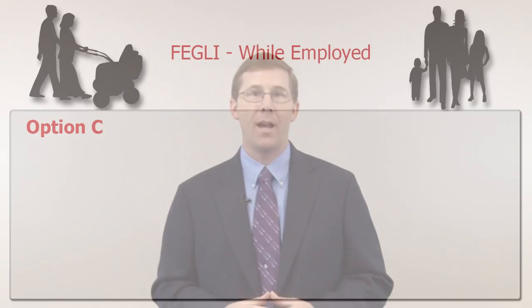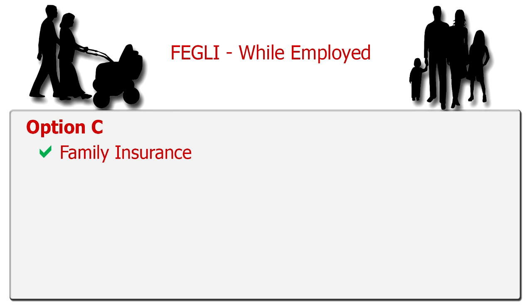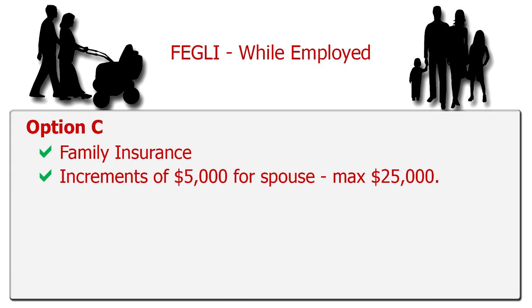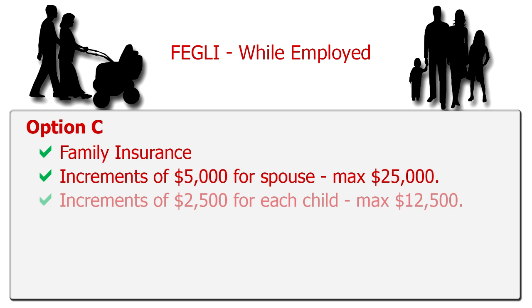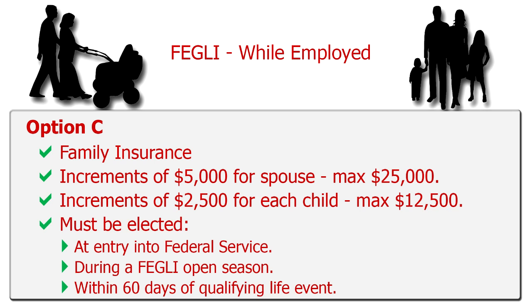Option C coverage applies only to family members, specifically the spouse and eligible children. It does not include any coverage on the employee. Option C on the spouse is in increments of $5,000 for multiples of 1 to 5 as well, for a maximum coverage for a spouse of $25,000. Each eligible child can have coverage in increments of $2,500 with the same multiples of 1 to 5. So the maximum amount is $12,500 for each qualifying child.